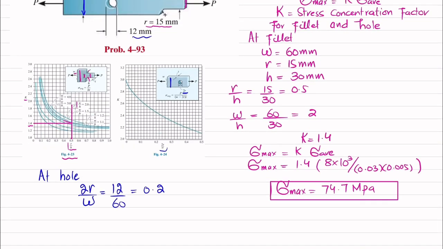Clear? Now look at the 0.2. So 0.2 is this point. From this point, draw a vertical line. It will intersect this curve. From the point of intersection, you can just move over here. So this is 2.4, 2.45. This is 2.5. Clear? So this value is 2.45. So K will be equal to 2.45.